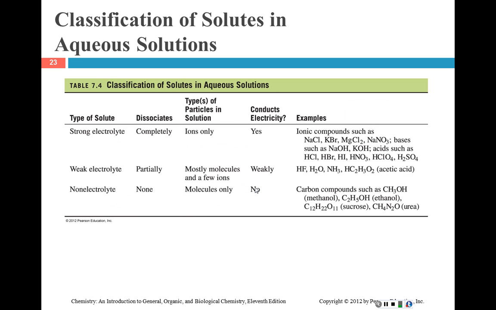So I just put table 7.4 in here, which is also in your book, because it's giving you everything you ever wanted to know about solute classification: how they dissociate, if they form ions or molecules, if they conduct electricity, and then some normal examples of some of these.